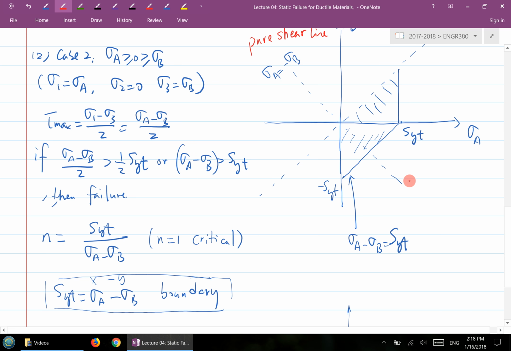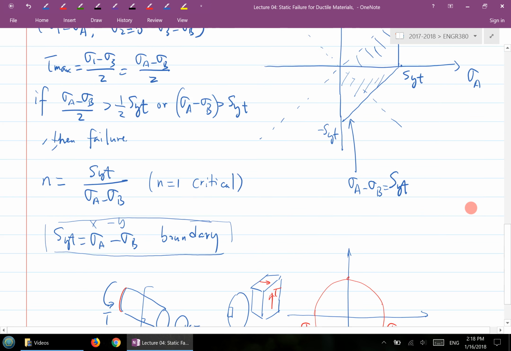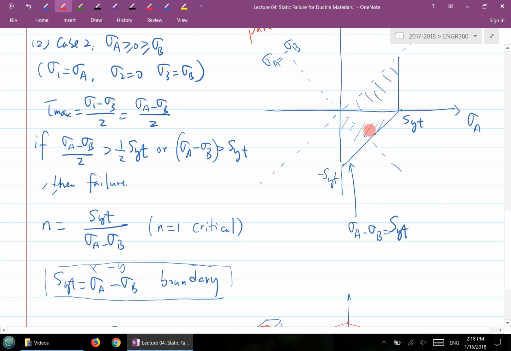A tensile test, right? And what type of experiment can give you the shear strength? A torsional test, right? This is a torsional test. So if you look at this line here, you can literally think of this as doing a torsional test here, and that test will intersect with this boundary at a certain point. That point will correspond to the shear strength, the point SSY here.